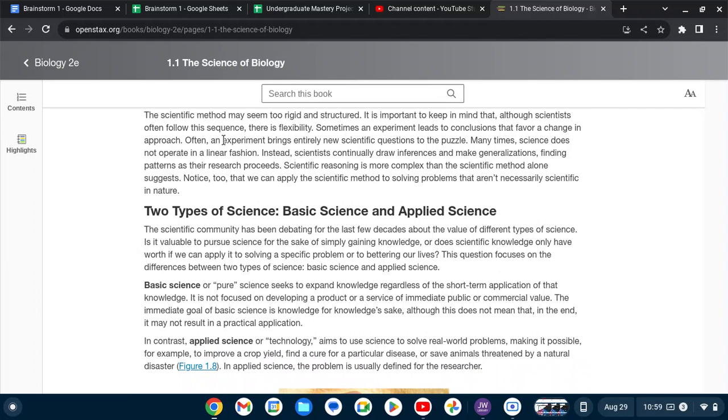Instead, scientists continually draw inferences and make generalizations, finding patterns as their research proceeds. Scientific reasoning is more complex than the scientific method alone suggests. Notice, too, that we can apply the scientific method to solving problems that aren't necessarily scientific in nature.